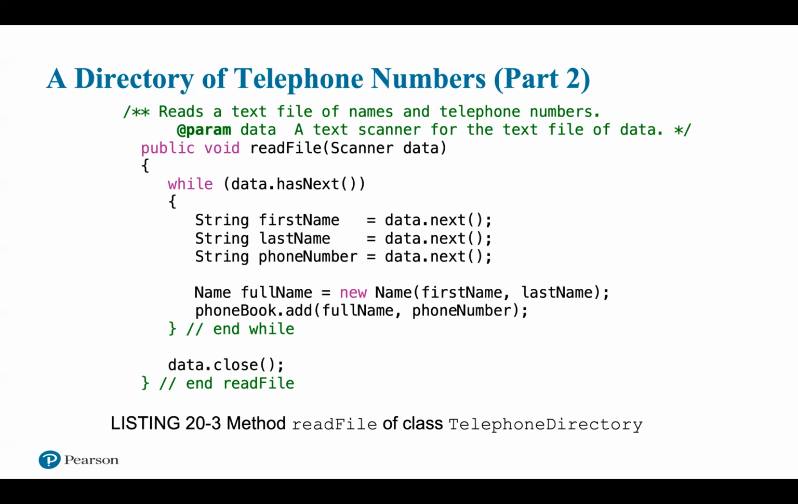And so using Scanner's methods hasNext and next, we extract each name and telephone number as strings from the text file. Then using the 2 statements we examined earlier, we create a Name object and add it and the telephone number to the dictionary.